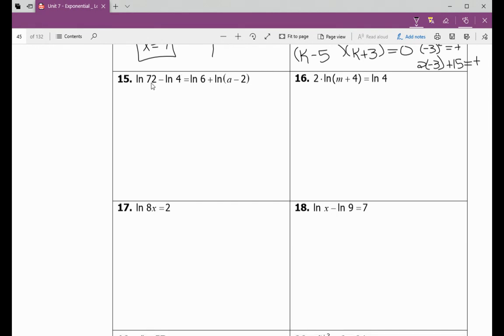Okay, now I am going to have to use my properties. Here I have a natural log minus a natural log, so I'm going to have to condense that to one logarithm with a fraction behind it. That's how you rewrite a logarithm minus a logarithm. And when you divide 72 by 4, you get natural log of 18.